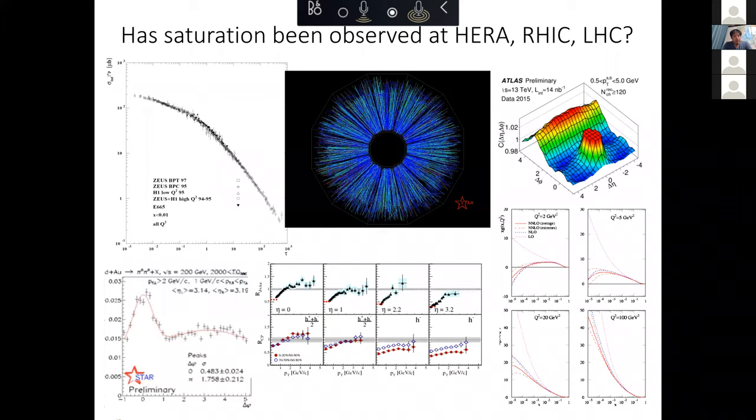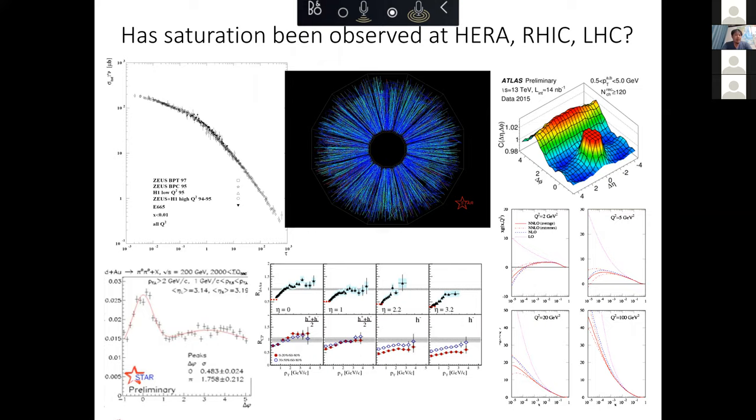And of course, there has been lots of discussion of whether this saturation phenomenon has been found in previous experiments like HERA and RHIC and LHC. Here are some examples of signatures of saturation that have been put forward, where you can explain the data quite nicely based on the saturation picture. But of course, there are always people who come up with alternative explanations about whether saturation has been observed. This kind of discussion never ends.